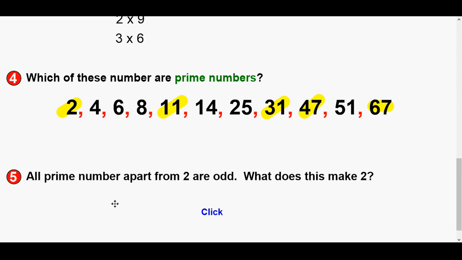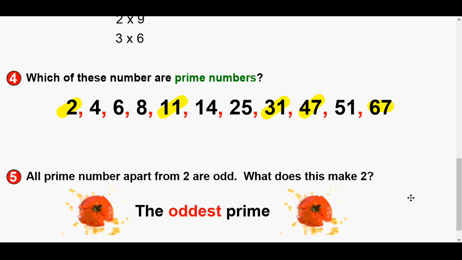Okay, right, so bad joke time. All prime numbers apart from 2 are odd. What does this make 2? The oddest prime number. Of course it's not odd, but yes.